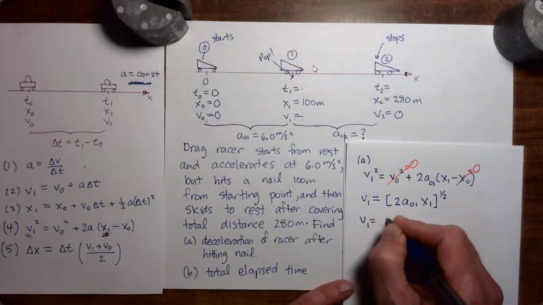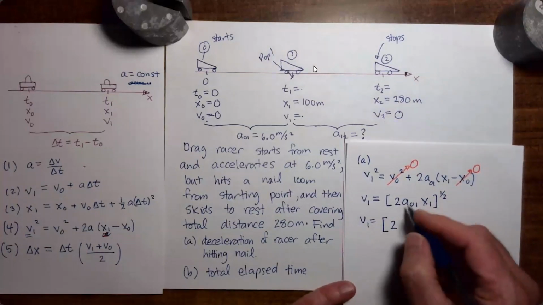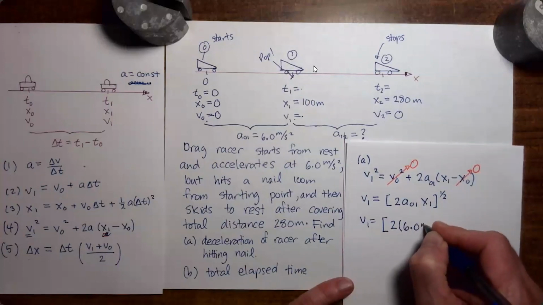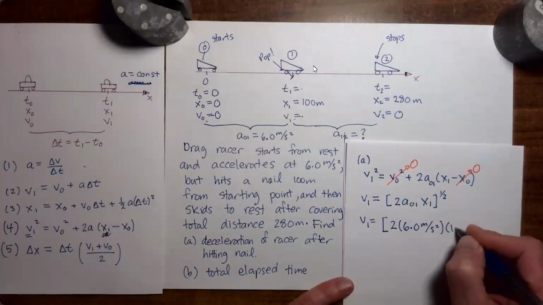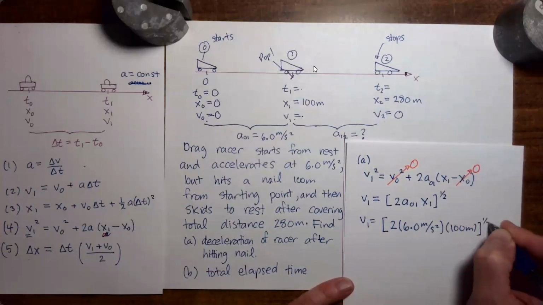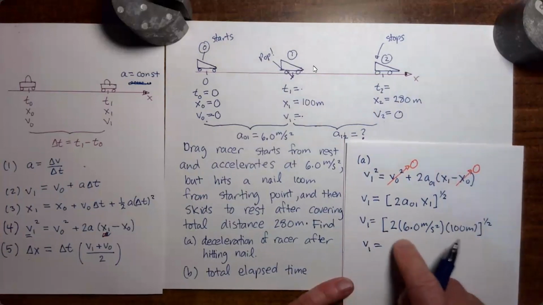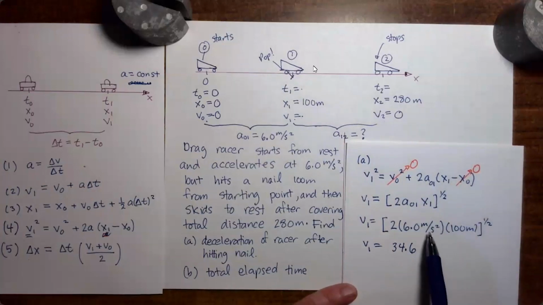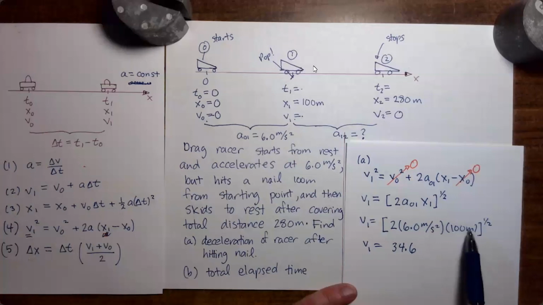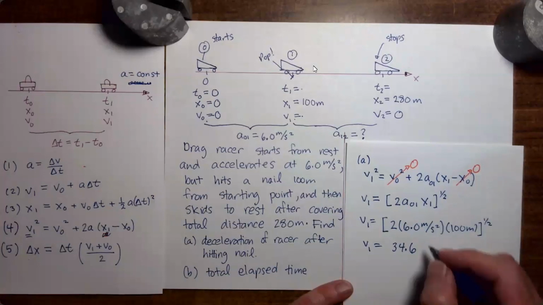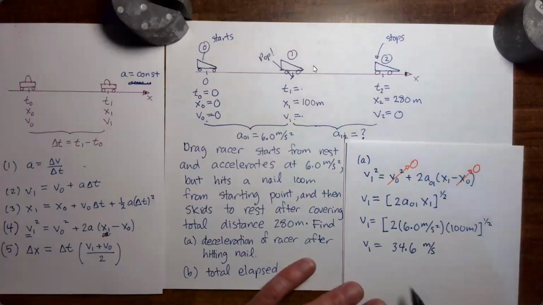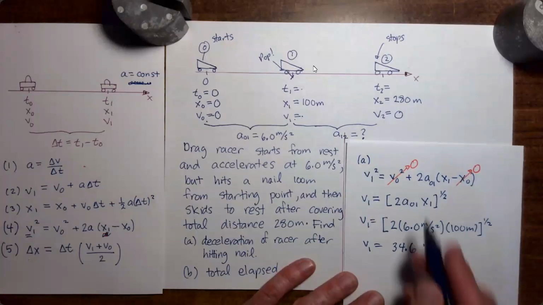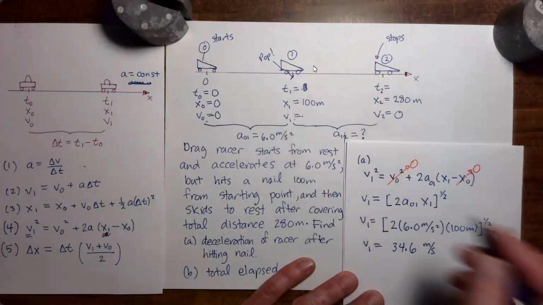Now putting in the numbers, I have V1 is equal to the square root of 2 times A01, which is 6.0 meters per second squared, times x1, which is 100 meters. Now, when I put all this into my calculator and take the square root, I get 34.6. As far as the unit, notice that the unit inside the square root is meters squared over seconds squared. If you take the square root of meters squared over seconds squared, you get meters per second. Okay, so we are on our way. I can take this and put it into the figure.